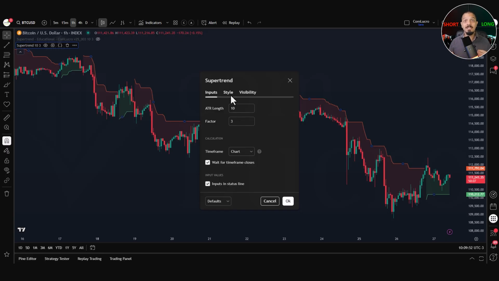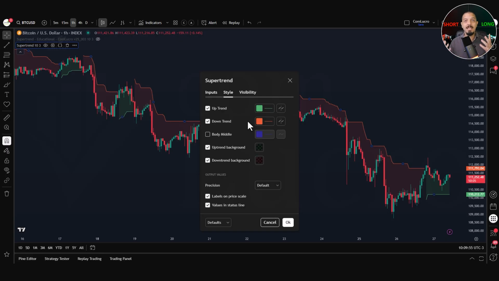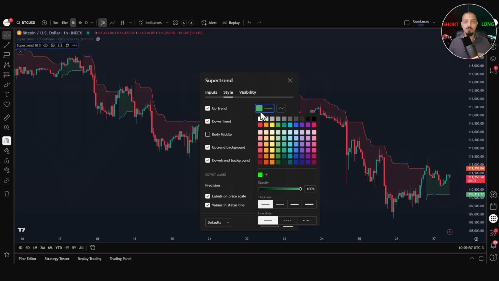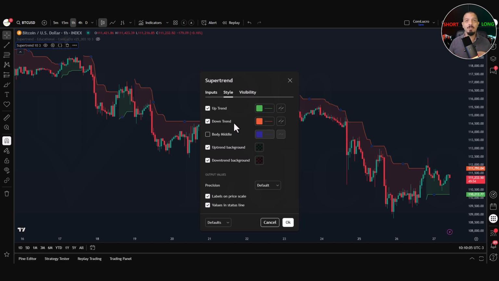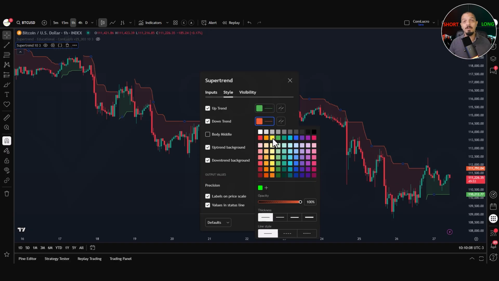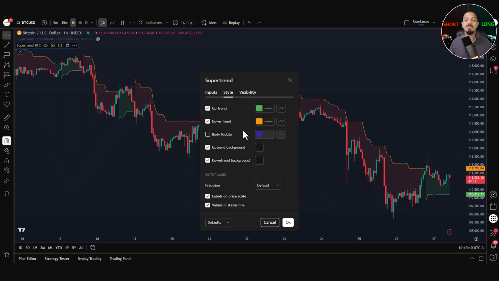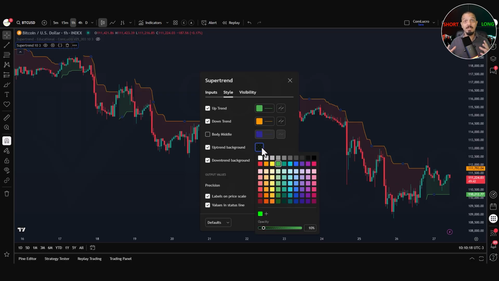Now let's switch to the Style tab. Here, you can customize how the Supertrend indicator appears visually on the chart. At the top, you'll see checkboxes for uptrend and downtrend. These control the visibility of the lines that represent bullish and bearish market conditions. You can enable or disable them individually depending on your preferences. Next to each option, you can customize the color, line thickness, and style. By default, uptrend is green and downtrend is red.